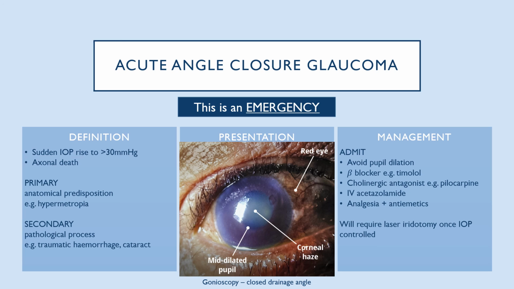We give a combination of topical and systemic medications in order to try and reduce the intraocular pressure at first. So beta blockers can be given, IV acetazolamide. This is a carbonic anhydrase inhibitor, so acts in the same way that was previously discussed in topical medications in open angle glaucoma. They'll also require analgesia and antiemetics due to the systemic symptoms. The definitive treatment for this is a laser iridotomy once you've controlled the intraocular pressure. Essentially, you're going to have to reopen the drainage angle which has been closed.